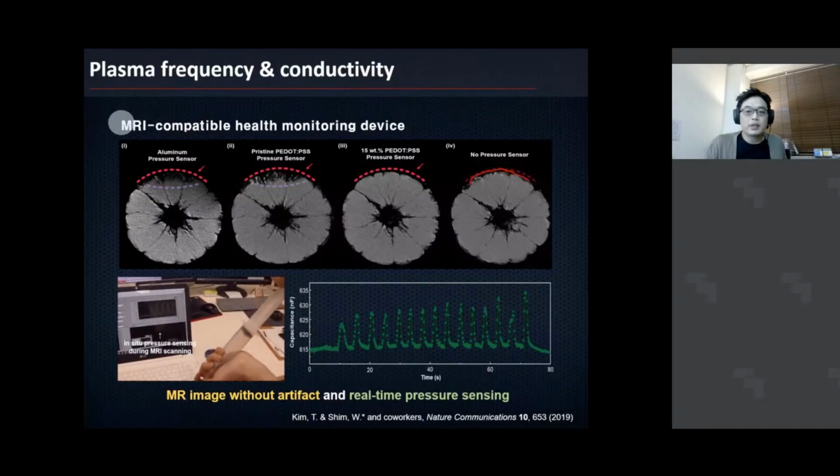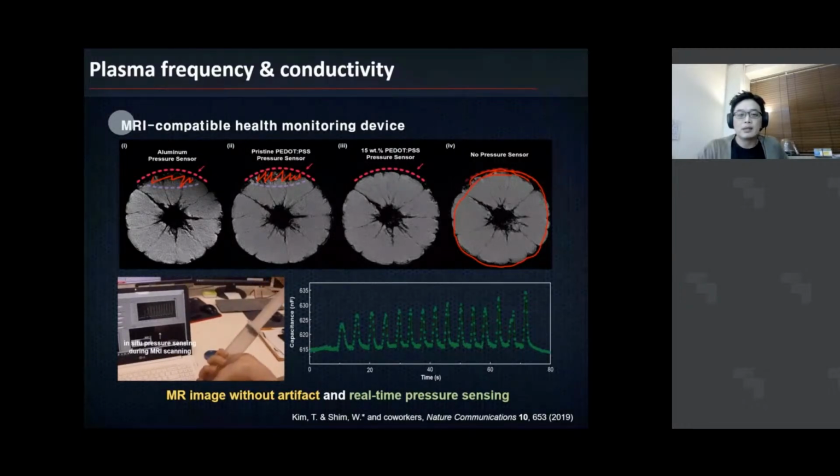Of course, you can very clearly image the orange, but if we have a very conducting material like an aluminum electrode or a pristine, commercially available PEDOT:PSS electrode, there is a blocked area. You cannot image it because the radio frequencies coming out of the MRI device cannot penetrate those devices. They block, they reflect. That's all about the Maxwell equations: your electromagnetic field is interacting with the electrons. They cannot go through. So here's the one.